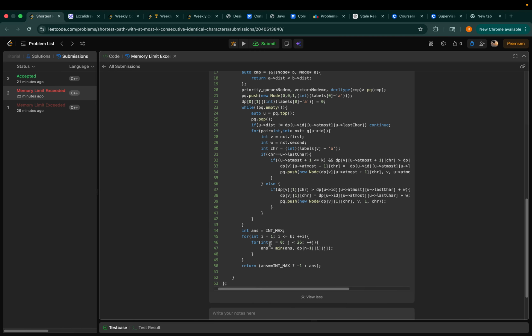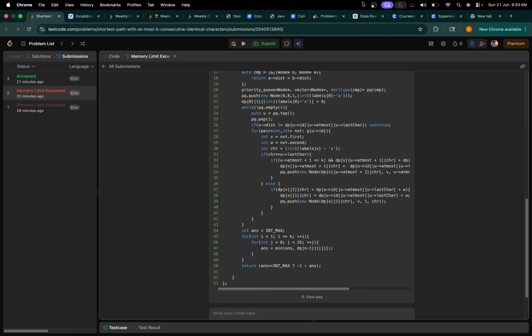And at the end, what you're doing is you're trying to go till n minus 1, and your last character, which is j, could have occurred any number of times up till k, consecutively. So you just iterate on all of those dimensions, get the answer, and return it.